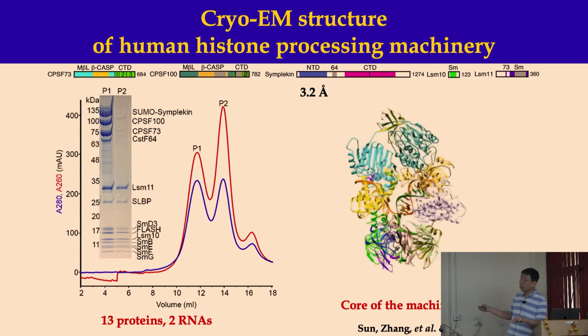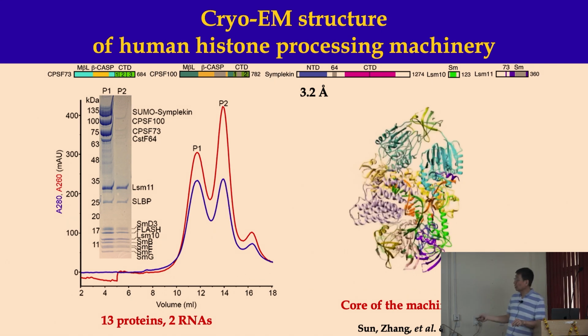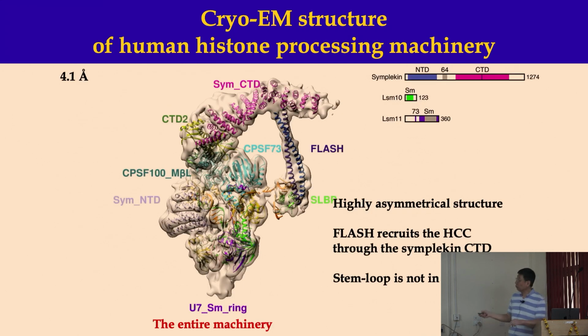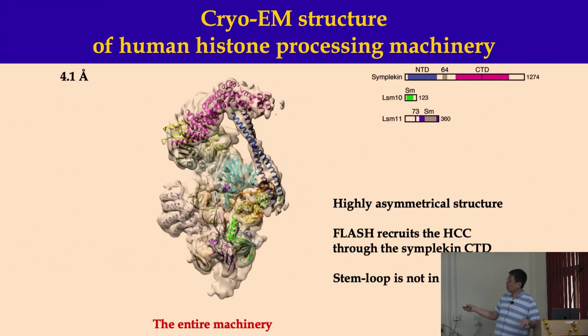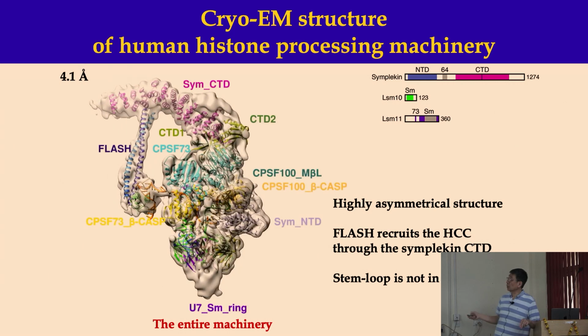But there is no flash here. Flash is a coil diameter. You don't see that at all. Just because this is the core. The whole thing looks like this. Flash is right here. And then this is silicon CTD. So flash talks to the CTD of silicon.